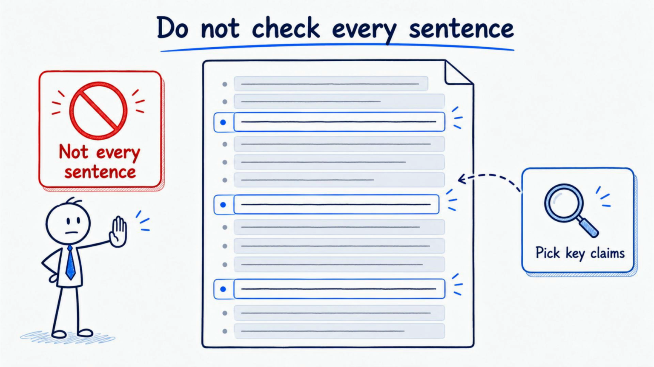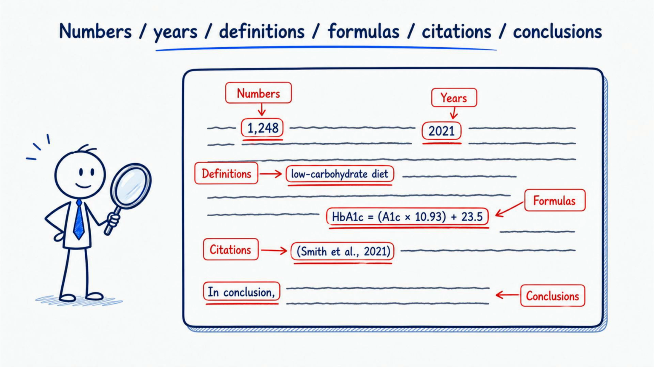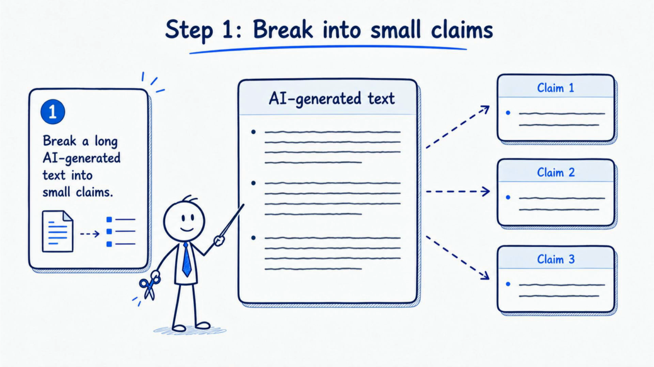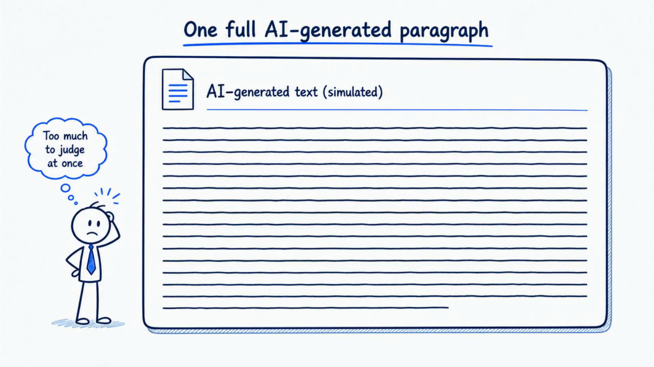What you need to do is identify the high-risk parts first. In most pieces of content, the parts that truly affect the result are usually the sentences with numbers, years, definitions, formulas, citations, and conclusions. Step 1. Break the AI answer into smaller claims that can be checked.